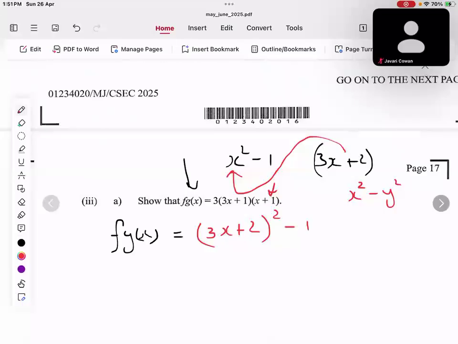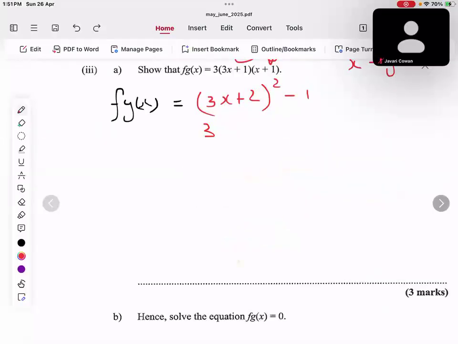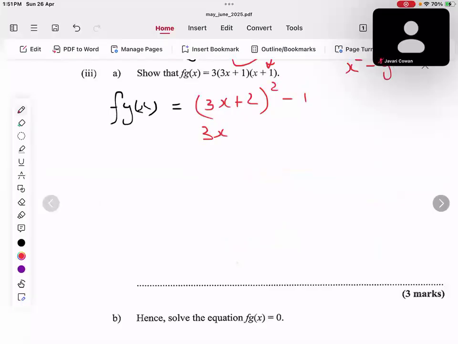Because the 3x plus 2 is squared, and I can actually rewrite this to make it look like this, 1 squared. Now, what is the rule whenever we have 2 terms that are perfectly squared? What's the rule for difference of 2 squares? How do we factorize a difference of 2 squares? Plus and minus.